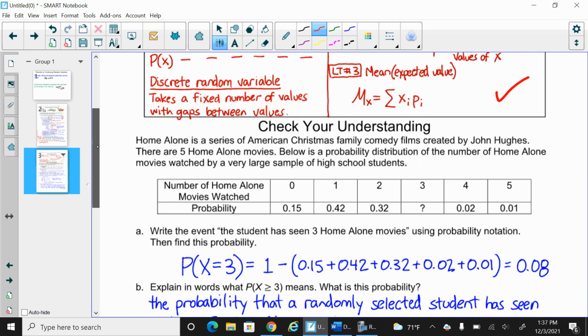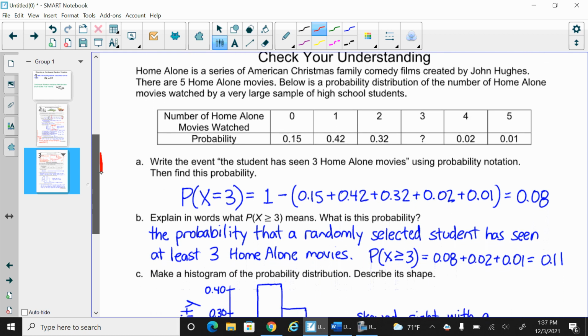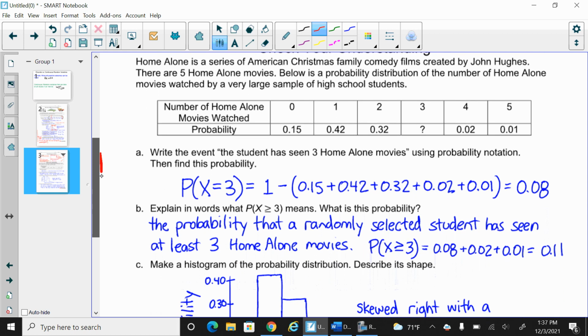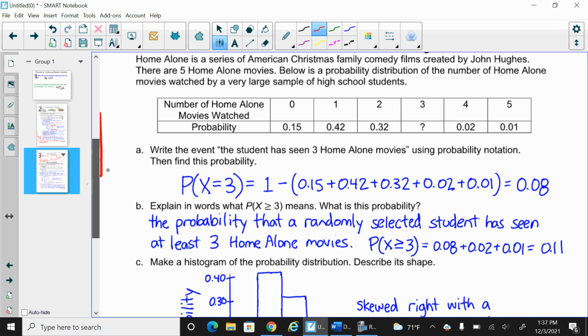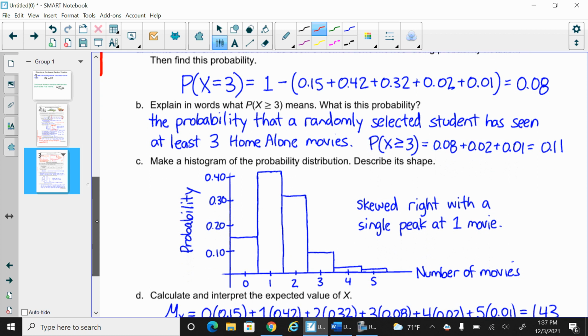All right, what you're seeing now are the answers to your check your understanding. You need to make sure you calculate what is being asked in the problem and use context. All right, think about things in context. As I keep scrolling, you can check your answers.